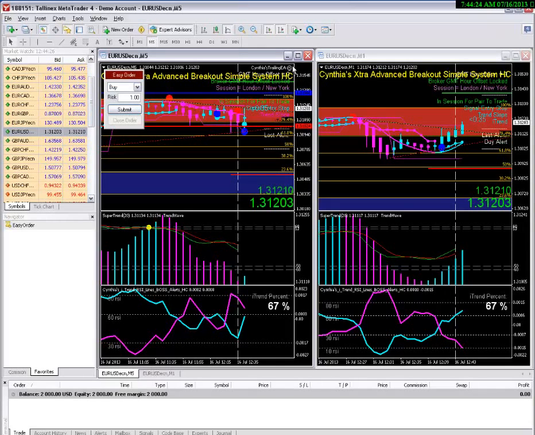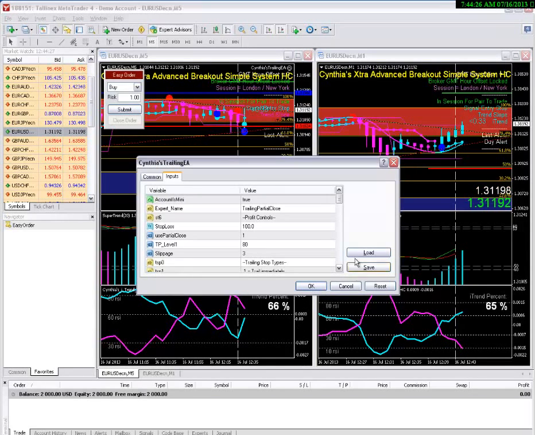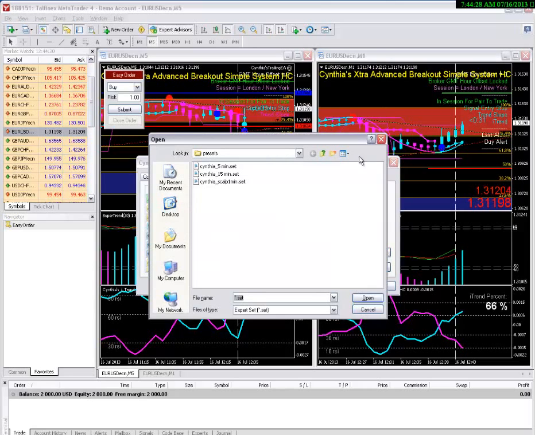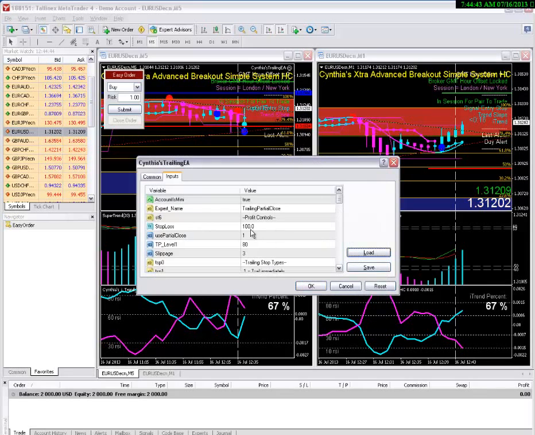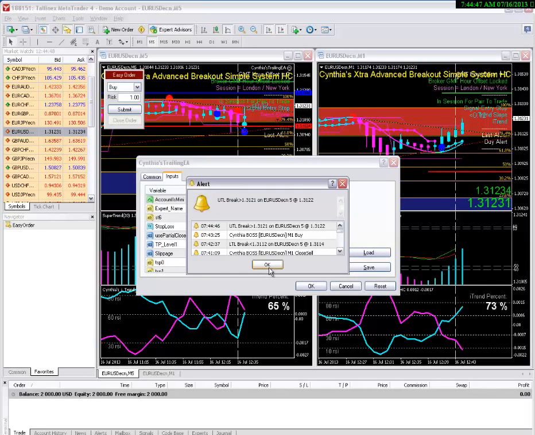And we have Cynthia's trailing EA all set up for the short scalp. We've chosen the scalp 1-minute preset, but I also give you a 5-minute and a 15-minute preset, but you can create other presets for yourself depending on your trading strategy and the time frame you want to trade in. So I have it set for E-trailing, which is great for scalping. Let's see, upper trend line break on the 5-minute chart.